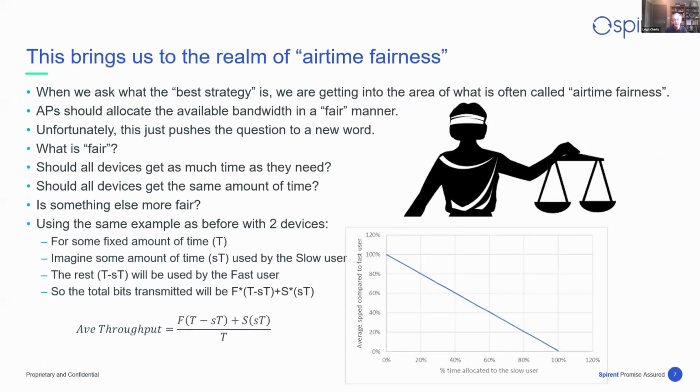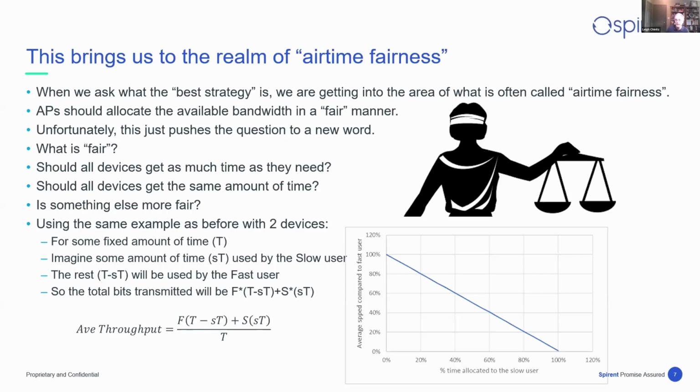So if we go back to that question then of what is the best strategy, we're actually heading into the realm of what people refer to as airtime fairness, right? So it would be a good idea then for the AP to treat things fairly. But that hasn't really helped because we haven't actually defined what it means, and we've just moved the question to a new word, which is fair. So what's fair? Should all the devices get all the time they need? Well, we know what that leads to. Maybe the AP should only let the devices get the same amount of time. Would that be more fair?